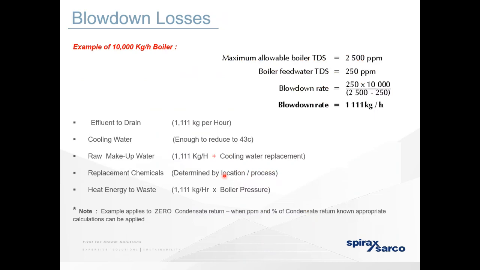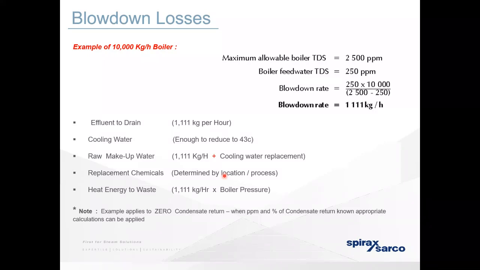So the formula. An example of this is for 10,000 kilograms an hour on the boiler. The maximum allowable TDS on this is 2,500, and the boiler feed water TDS is 250 parts per million. So we can calculate the blowdown rate by 250 times 10,000 divided by 2,500 minus 250, and that gives you 1,111 kilograms an hour. So that's how much you will need to blow down from your boiler.